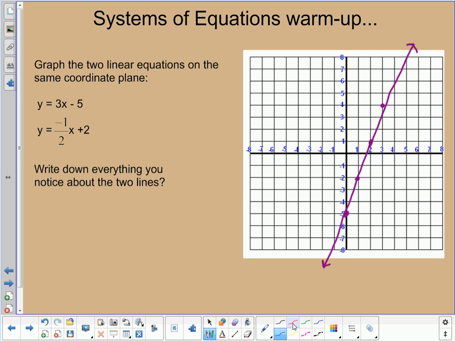The other one I'll do in red. Y-intercept of +2 and slope of -1/2. So down 1, right 2, down 1, right 2, and so on. So there's the line for that one. Now when we graph these on the same coordinate plane, what we notice is that there's a point in which they intersect. We call that the point of intersection. That's an important thing to think about when we're looking at systems.